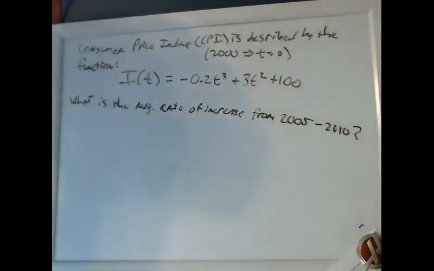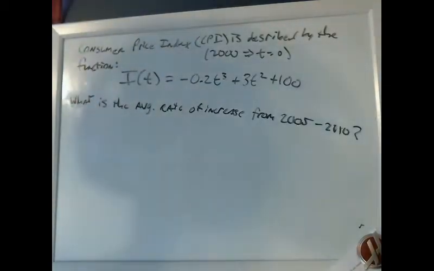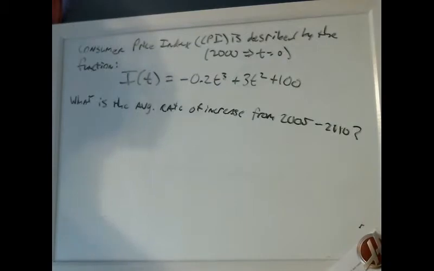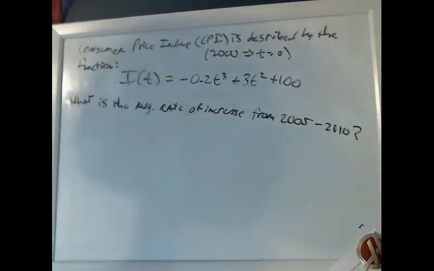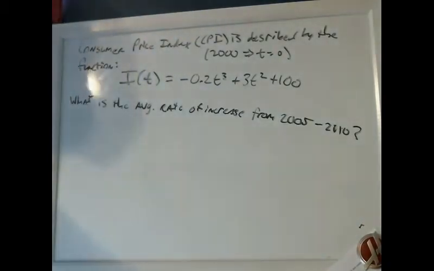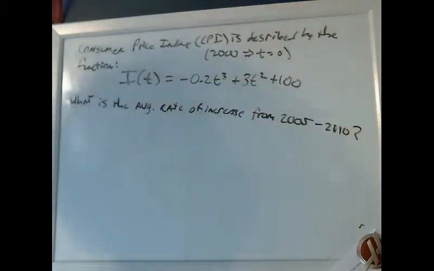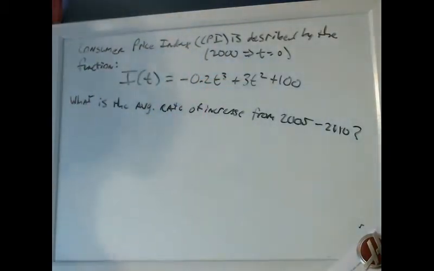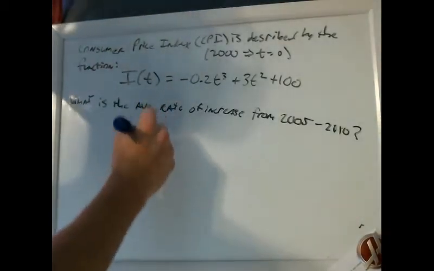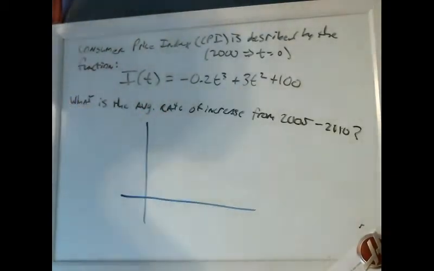One of the questions it asks us about this is what is the average rate of increase from 2005 to 2010? And it says here that the year 2000 is when t is equal to 0. So before we do anything, it's important to understand what they're asking. So we're going to start by drawing a function.